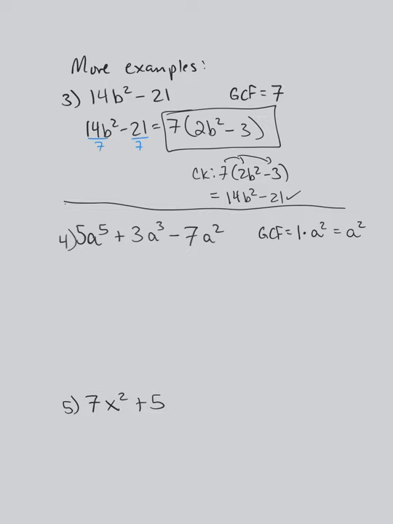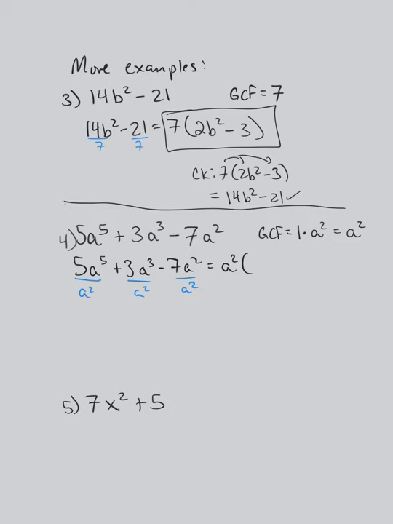Okay, and so now to get started with the factoring, we have 5a to the fifth plus 3a to the third minus 7a to the second. Then I write the GCF with parentheses, and then I can come back over here and divide everything by the GCF. Look at that. All right, and so now we're just dividing a bunch of monomials.